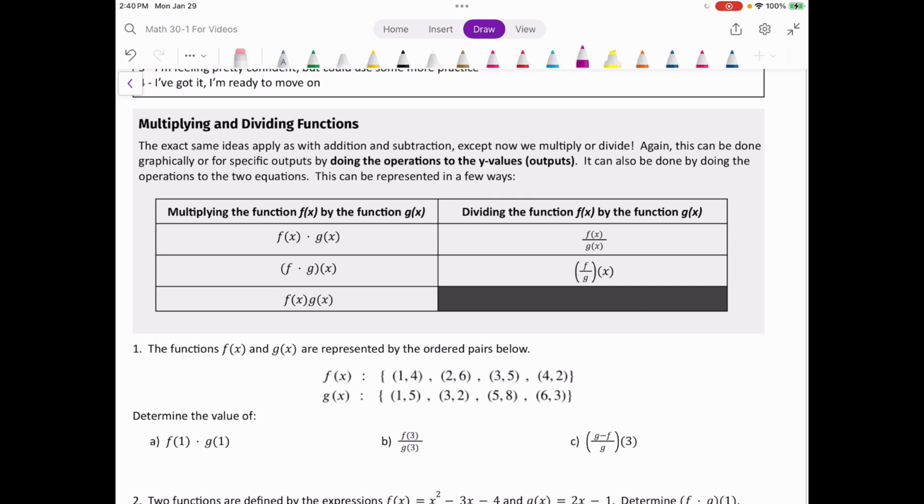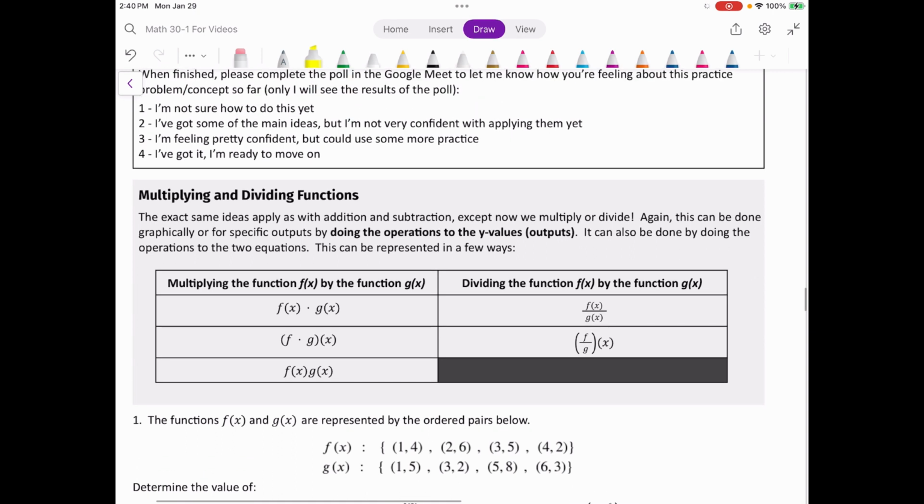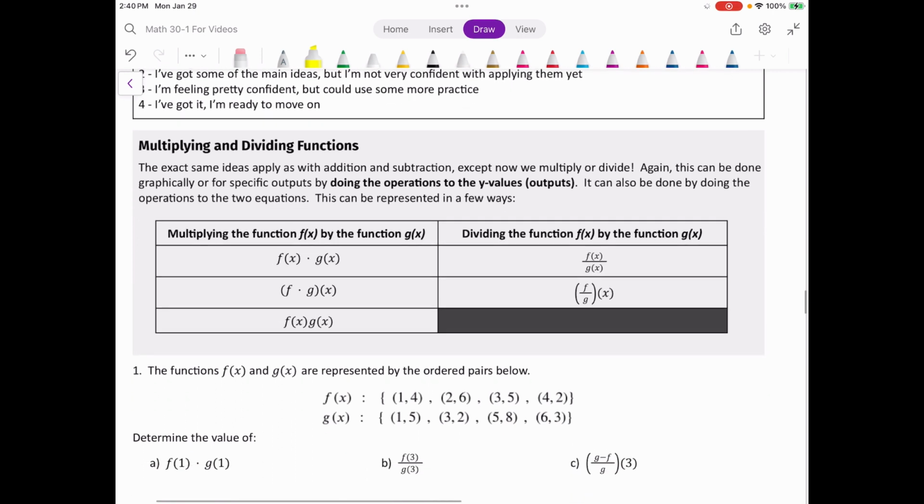All right, so we're on to multiplying and dividing functions now. It's going to be the same thing, folks, the exact same thing as adding and subtracting them. But you guessed it, instead of adding f of x and g of x, for example, we're going to multiply the equations by each other, or the outputs by each other. So the exact same ideas apply as with addition and subtraction, except now we multiply or divide.